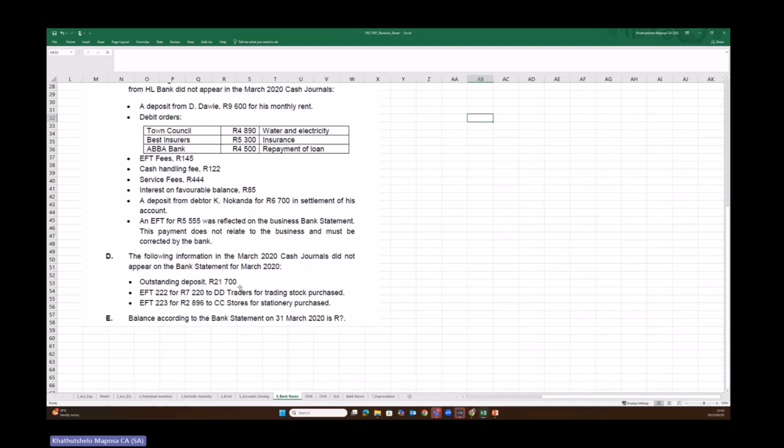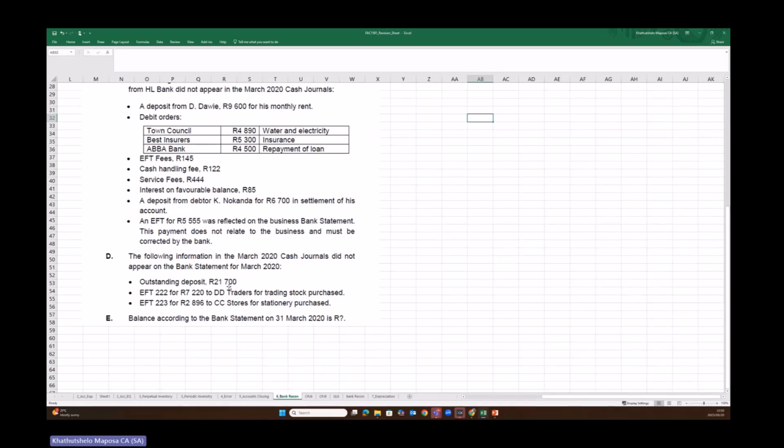However, they have not yet reflected on the bank. So meaning who has to correct the mistake? The bank, meaning these transactions are going to go to the bank reconciliation statement. The first one is the outstanding deposit of 21,700.